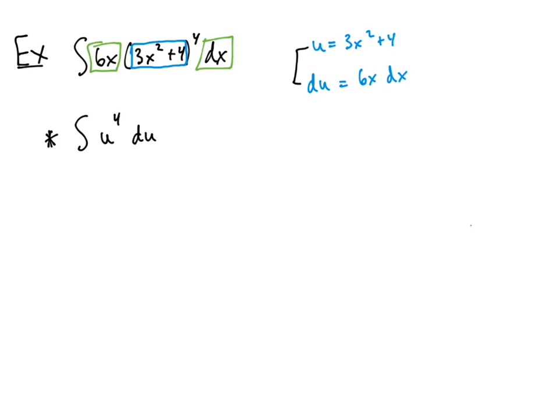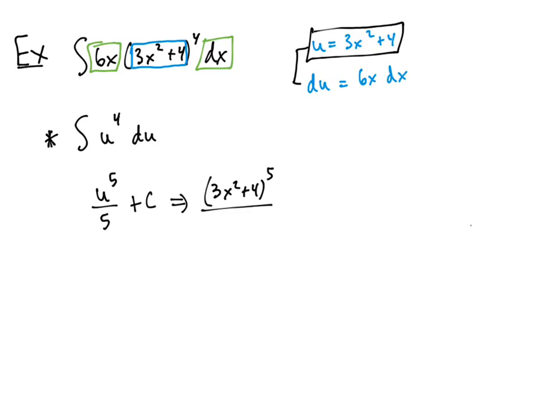All right, so to integrate this, this looks quite similar to the last one. This is just going to be u to the fifth divided by 5 plus c, and then we need to substitute back in whatever we had for u. So this will be 3x squared plus 4 raised to the fifth power divided by 5 plus c.